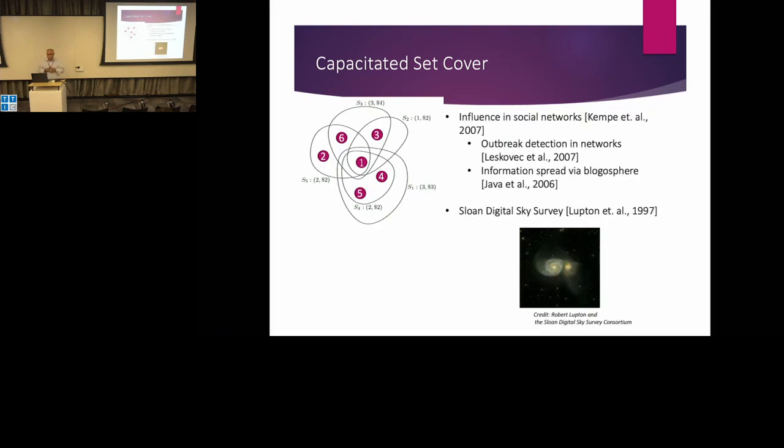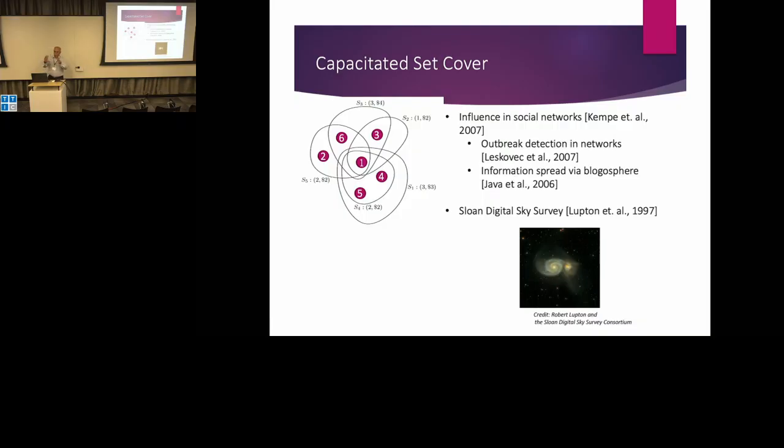But there are many more applications of capacitated set cover. Set cover also has many applications. There was work on influence in social networks, detecting disease outbreaks. But the most fun place where I came across this is a SODA 1997 paper on the Sloan Digital Sky Survey project. Here, in this project, they're trying to minimize the number of placements of a telescope.